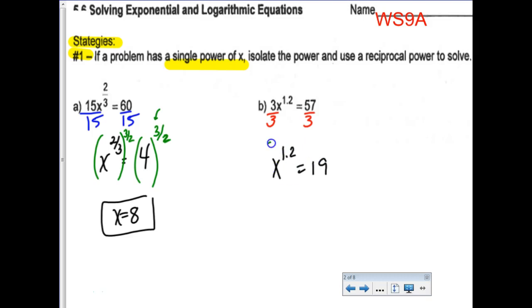Now, kids freak out here because they're like, ooh, what do I do with a 1.2? How do you take the reciprocal of anything? You just flip the fraction. So if you called 1.2 as 1.2 over 1 and then you flipped it, wouldn't that be 1 over 1.2? There's other ways to get a reciprocal of that, but your calculator is going to do the math, and it doesn't care what version of that reciprocal you give it. So what is 19 to the 1 over 1.2 power? Something gross, no doubt.